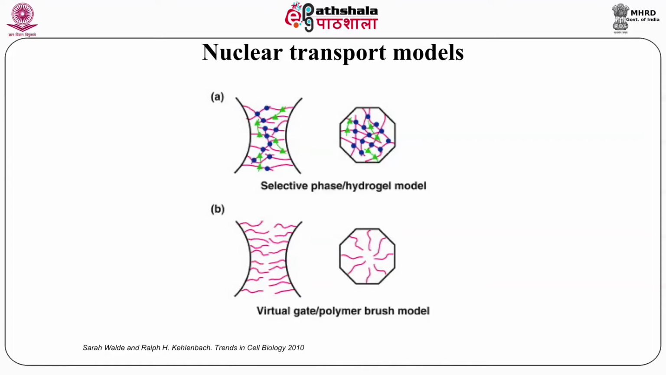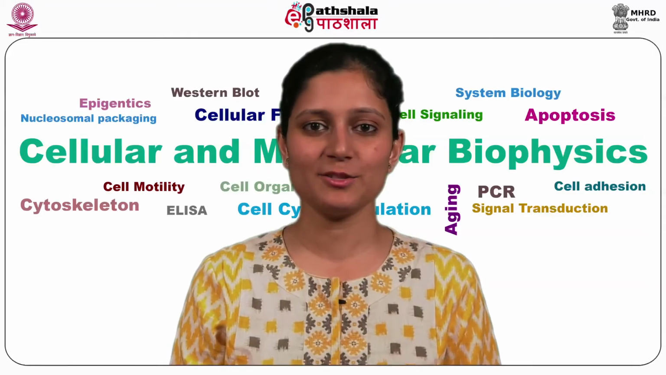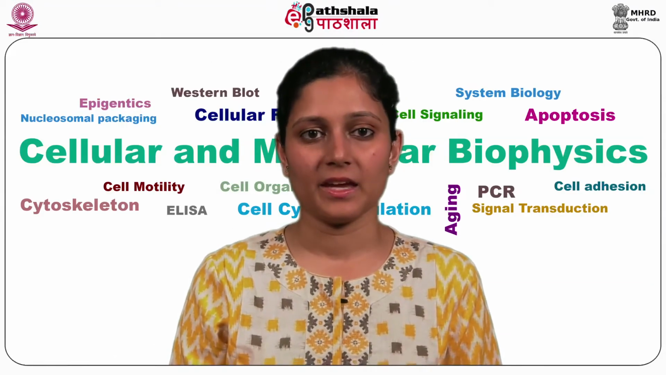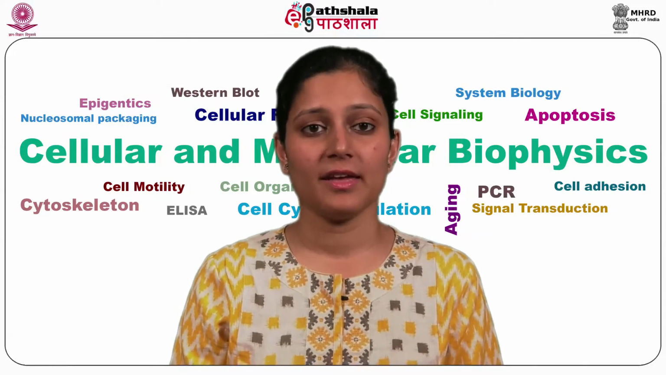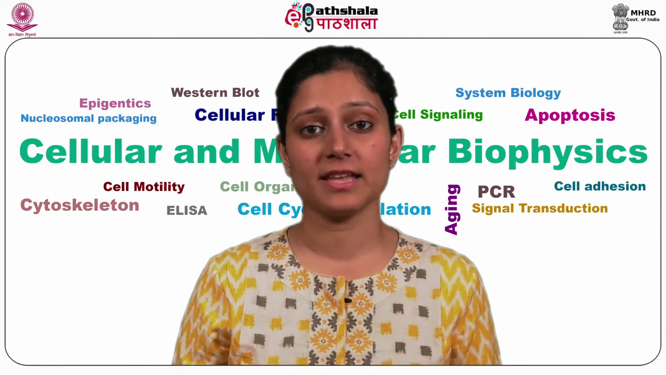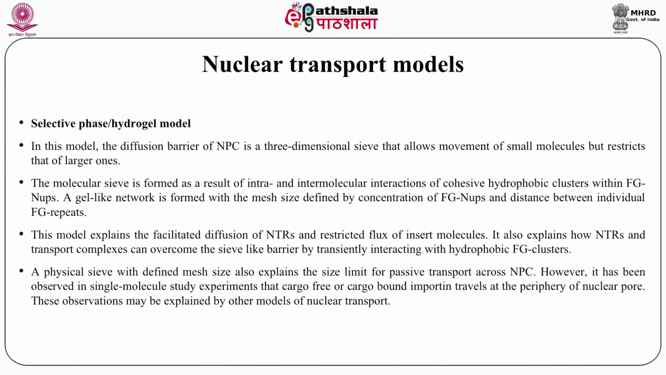The first one, shown in this picture as A, is called the selective phase or hydrogel model. In this model, the diffusion barrier of the nucleopore complex is a three-dimensional sieve that allows movement of small molecules but restricts that of larger ones. The molecular sieve is formed as a result of intra- and intermolecular interactions of cohesive hydrophobic clusters within FG NUPs.